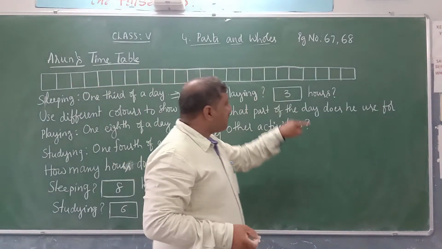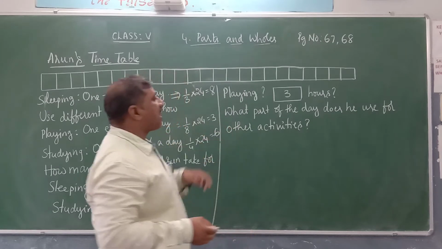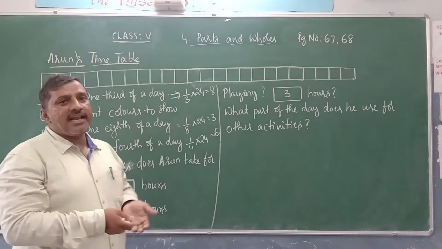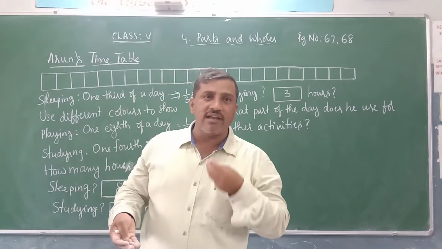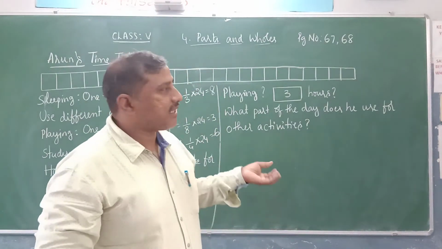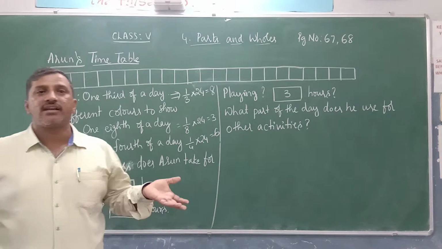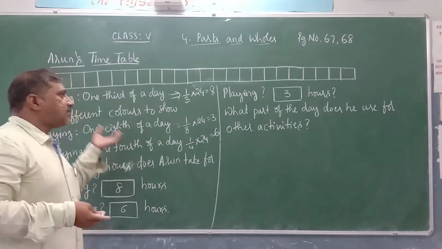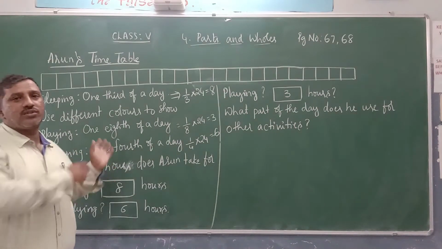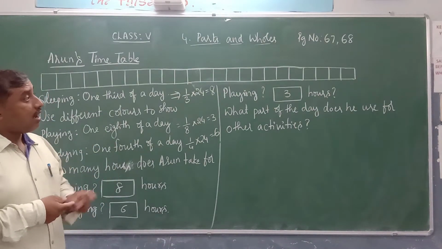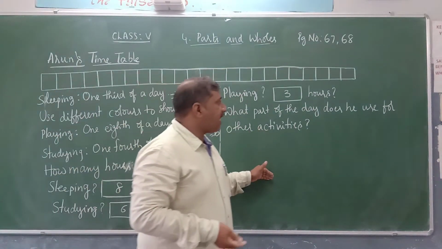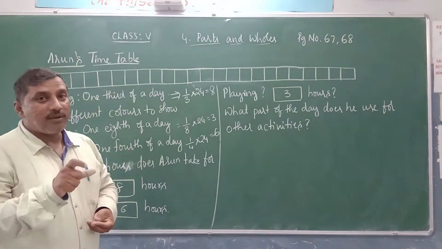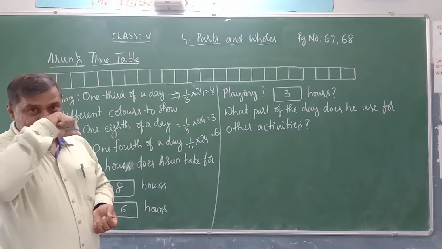What part of the day does he use for other activities? Here only 3 activities are there. The remaining activities are like taking a bath, having lunch, breakfast, or spending some time with our parents, relatives or friends. So the remaining time he will use for other activities. What part of the day is it?